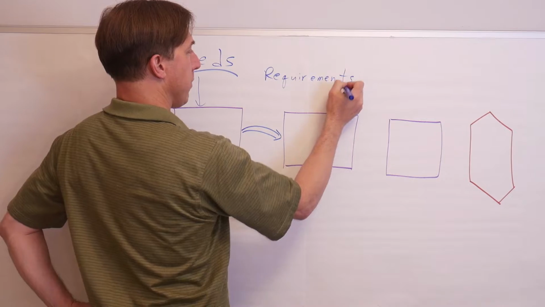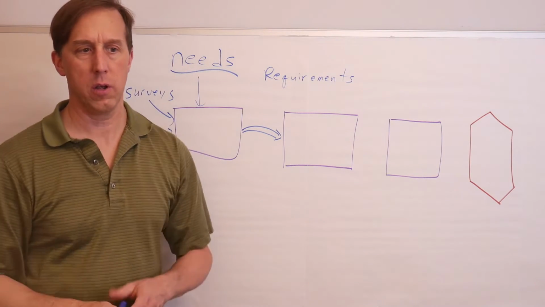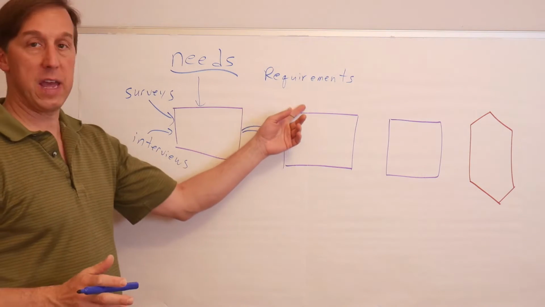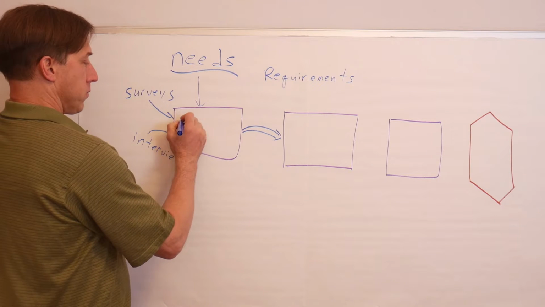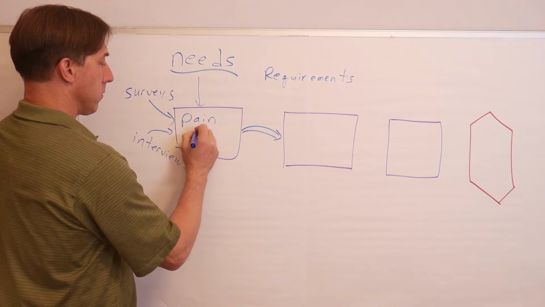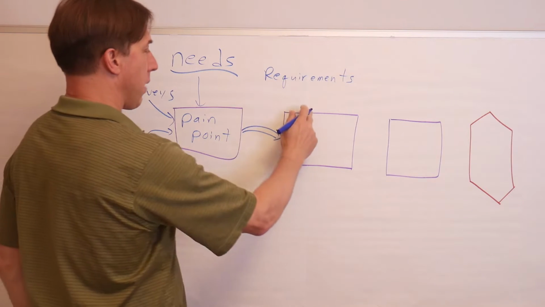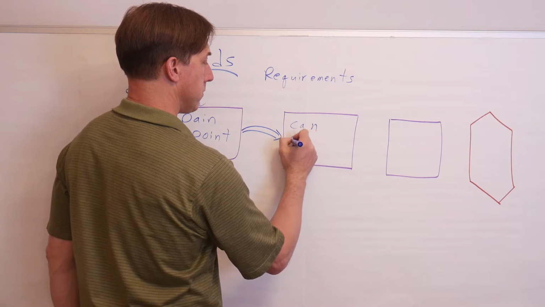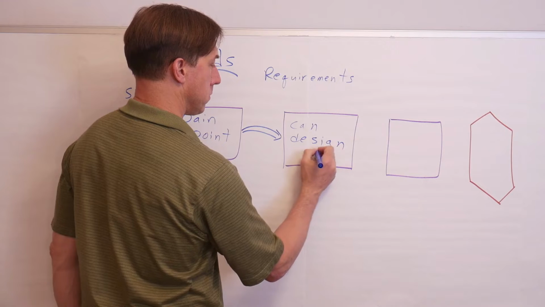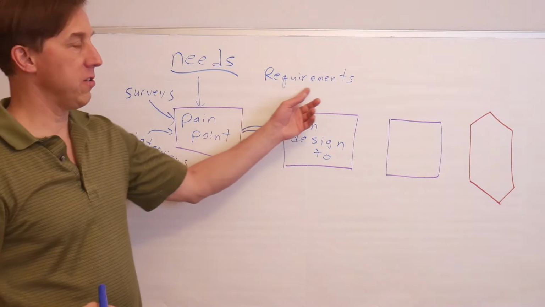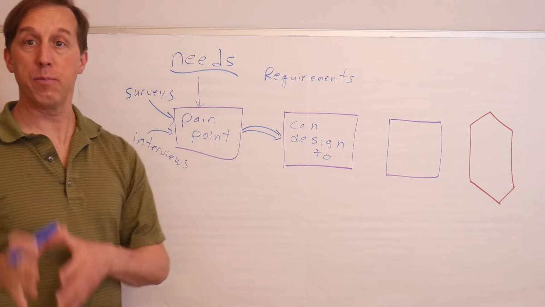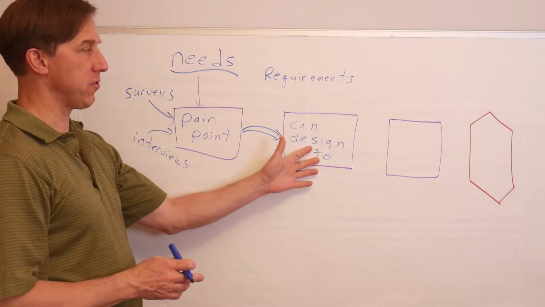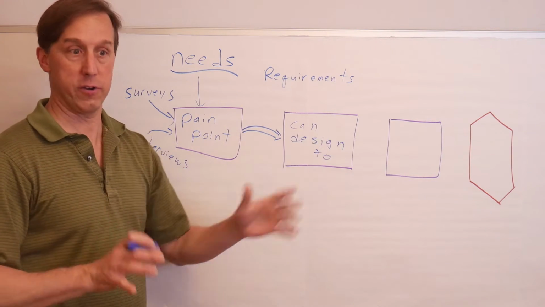And these are statements, a lot of times either in a model or some kind of format. It could be just a simple Microsoft Word document. These are statements that you can design to. So if needs talk about the pain point, then the requirements speak to something you can design to. Sometimes they call these types of requirements design input requirements because they're the input to the design. But once you have the needs and the requirements, then you can start doing your design.